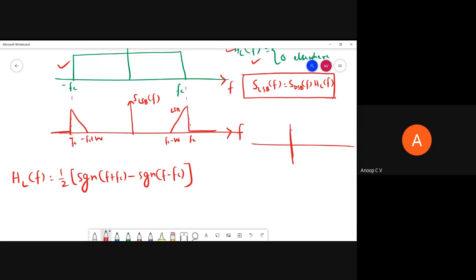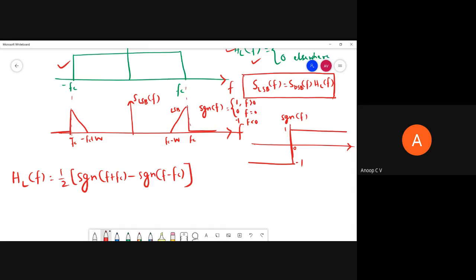So the signum function is something like this. This is F equal to 0. For F greater than 0, it will be equal to +1. For F less than 0, it will be equal to -1. I'll write it here: signum of F is equal to +1 for F greater than 0, 0 for F equal to 0, and -1 for F less than 0, right? This is the signum function.